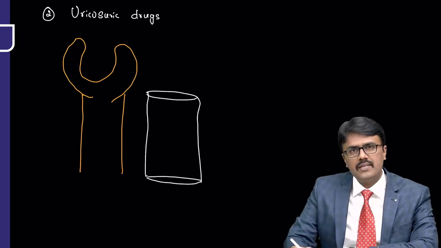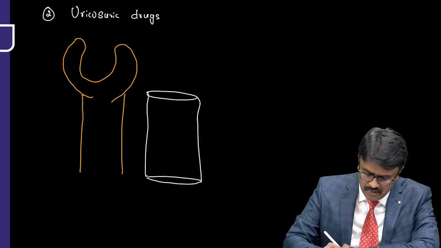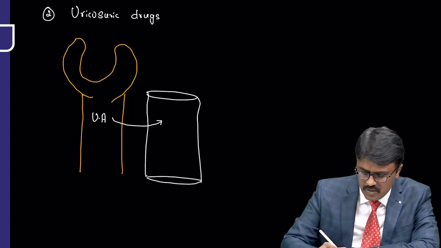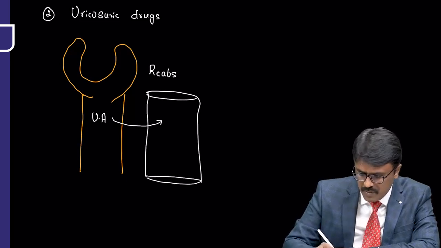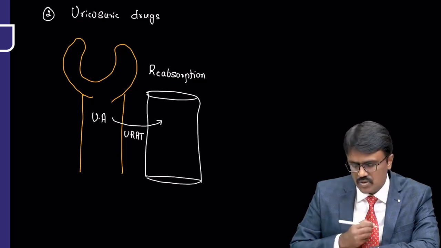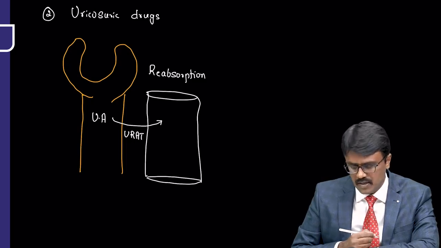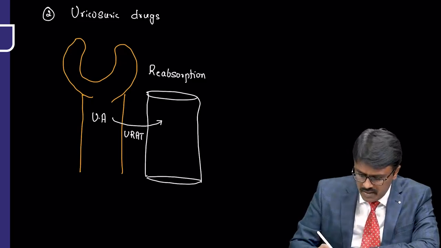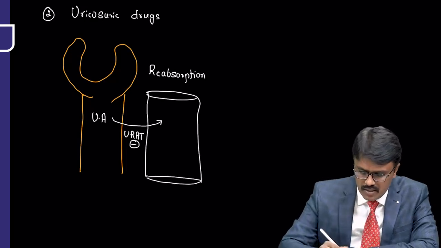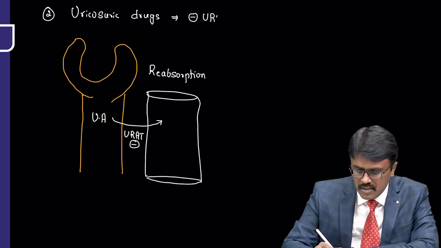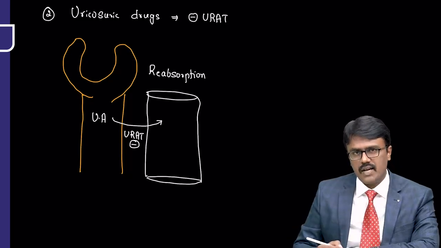Now uric acid is an endogenous substance. Whenever uric acid is filtered, it is reabsorbed back. This process is called reabsorption of uric acid. For that reabsorption, we have a transporter called URAT, which stands for uric acid transporter, and that is going to reabsorb it back. Now we don't want uric acid, so we inhibit this URAT. So uricosuric drugs basically inhibit reabsorption by inhibiting the uric acid transporter. This is the mechanism of action.